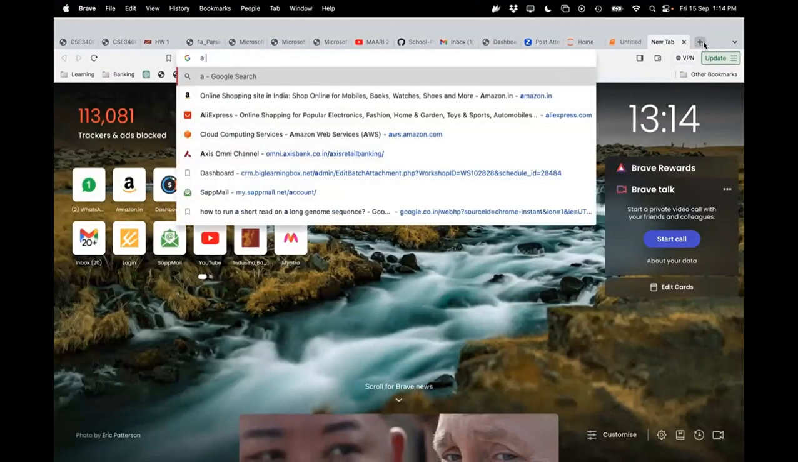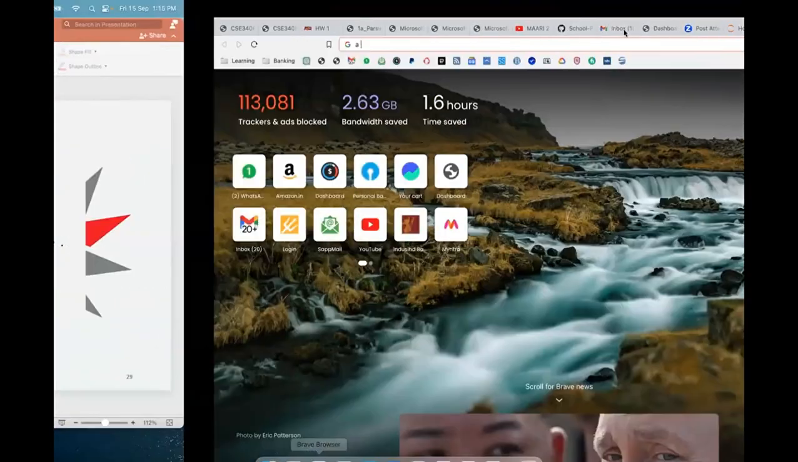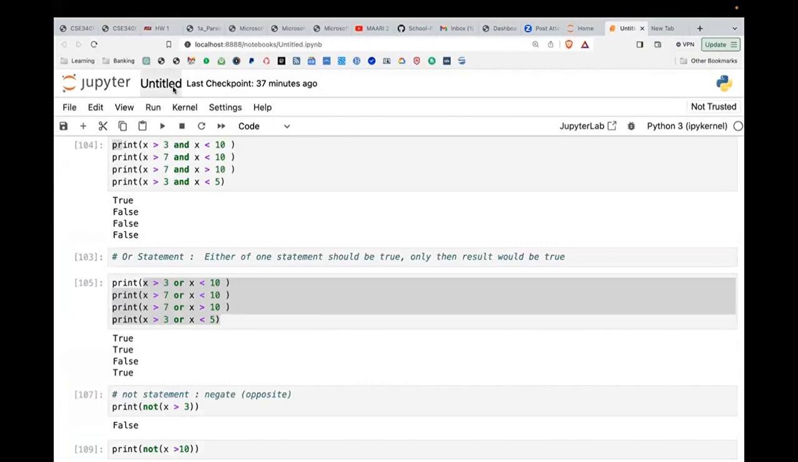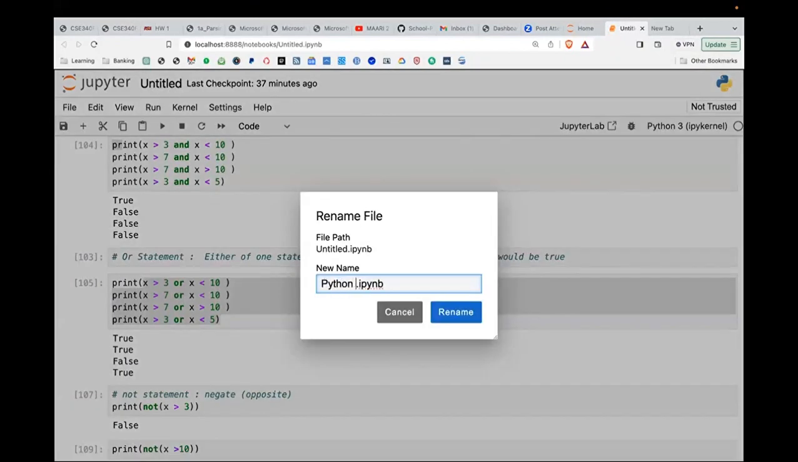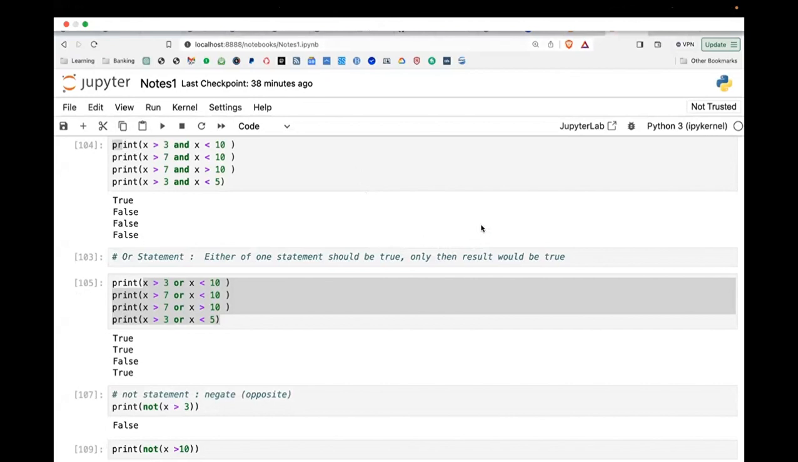But if you have any question with this particular thing, I mean with this guide. This is my Python guide, or you can just say notes 1 right now. I will share this with you first and then I will update it more. This is notes 1.